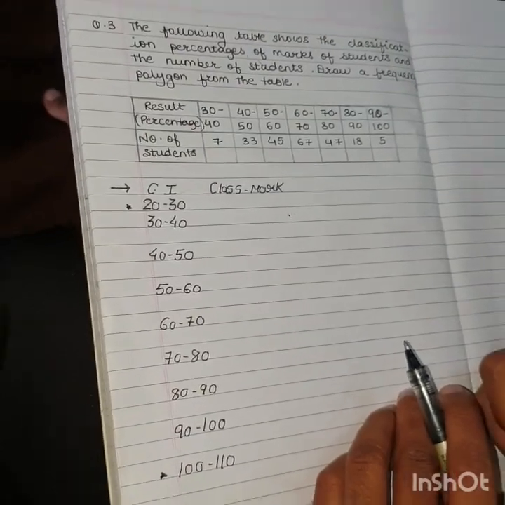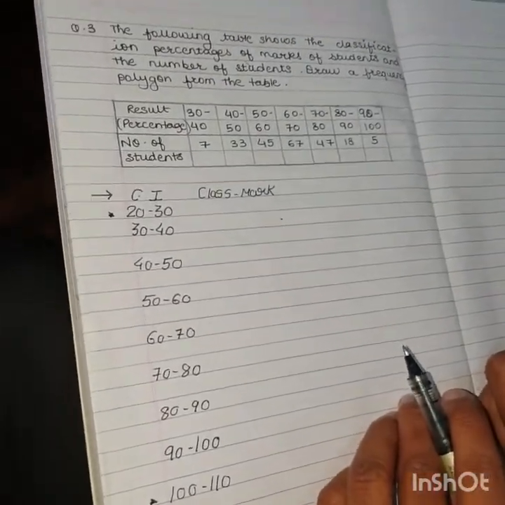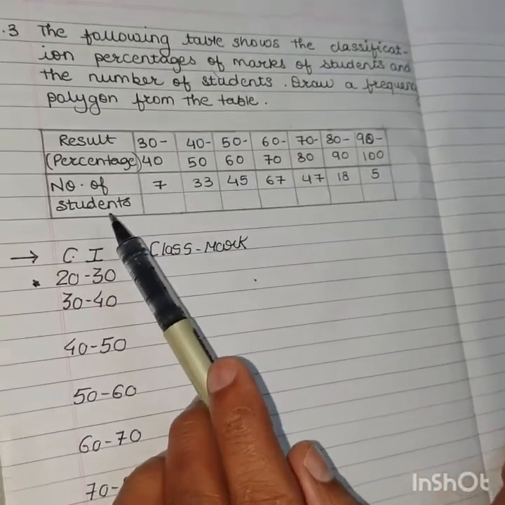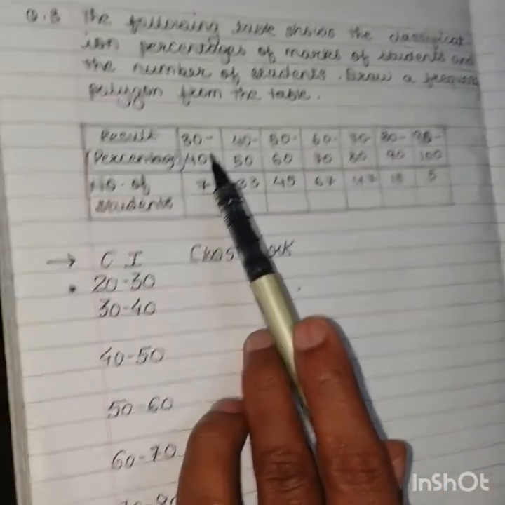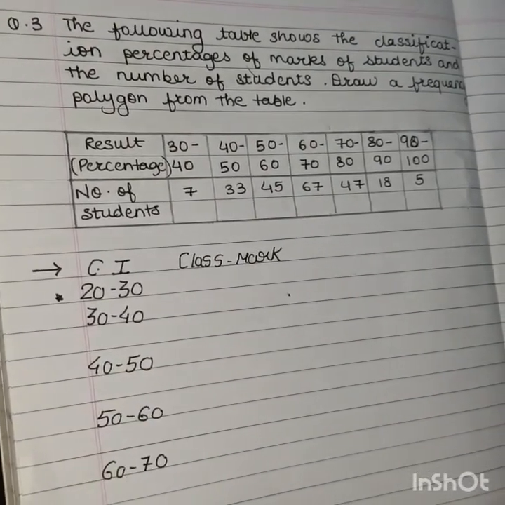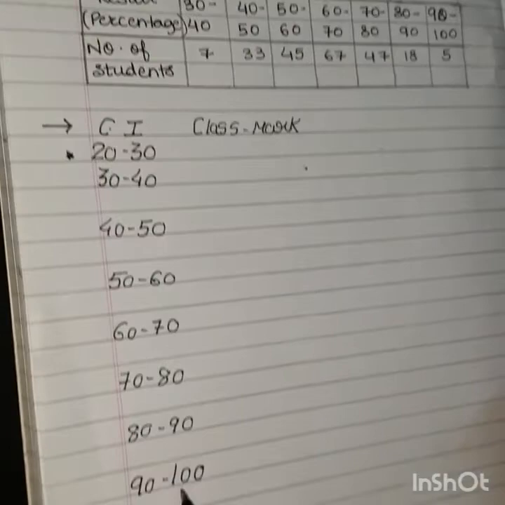In today's lecture, we will see how to draw a frequency polygon. Now, in this sum, we are talking about the percentage and number of students. So, the first class interval given to us was 30 to 40, second 40 to 50, and so on. The last class was 90 to 100.